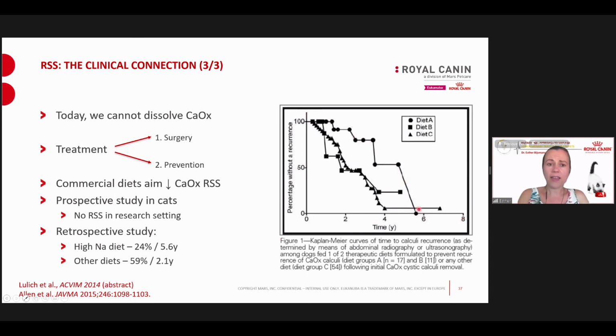And you can see that on diet A with these dots, it takes on average the longest for the stones to come back. Only 24% of cases recurred, and it took on average 5.6 years. This was a high sodium diet, in particular the Royal Canin diet. The triangles over here are diet C, which is just any other diet, so the pet owner didn't change the dietary strategy. And diet B with blocks is actually the UD diet, a urinary diet from one of our competitors. Recurrence is also relatively slow there, but on both the urinary diet and on any other diet, recurrence was much higher, 59% compared to 24%, and it happened much quicker, over the course of 2.1 years rather than 5.6 years.